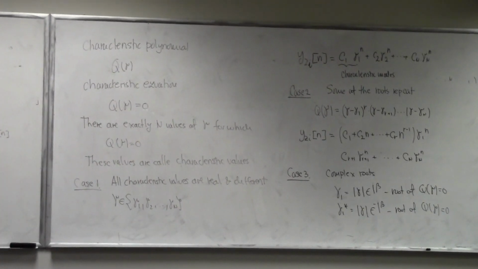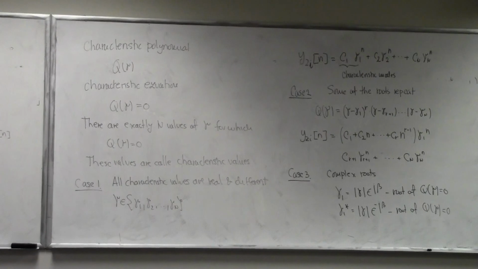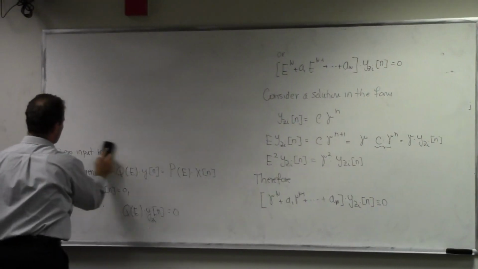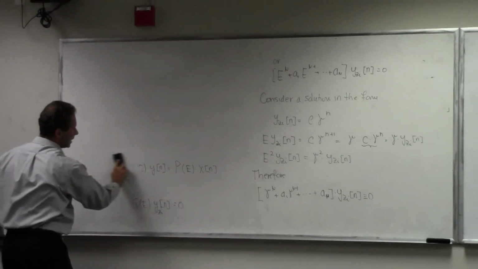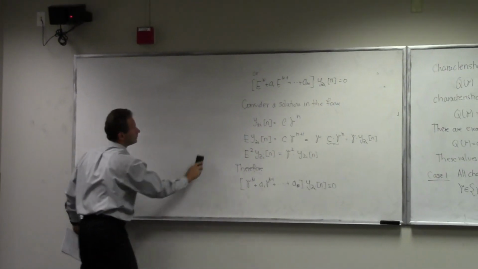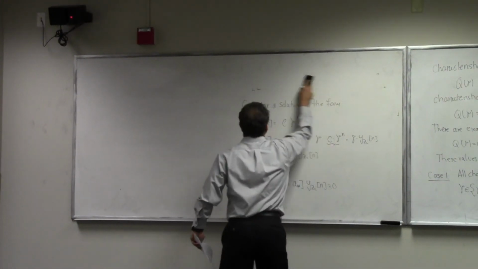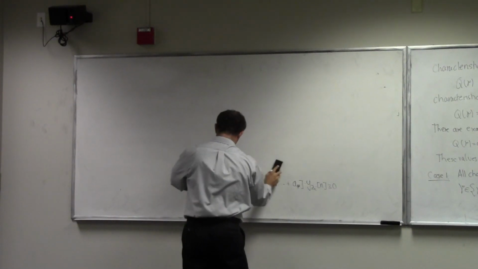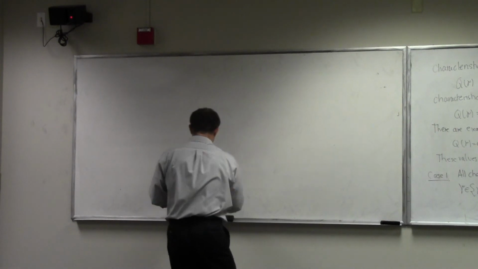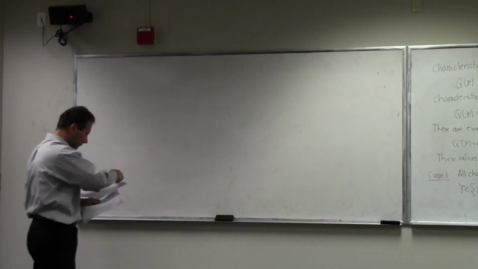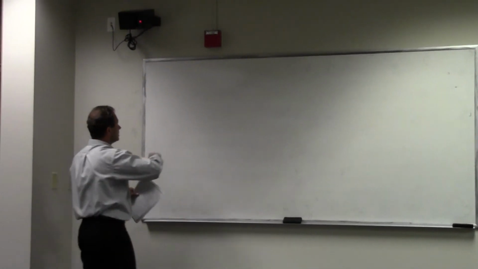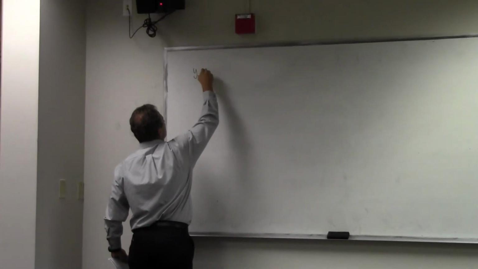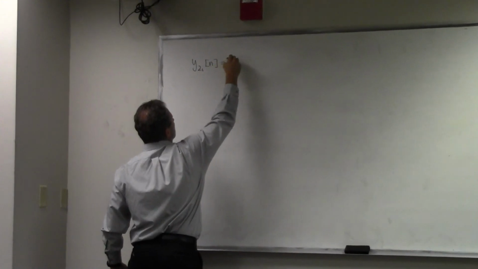Now, if I know that the roots come in pairs, then I can put them together and get some insight into what the output of the system looks like. Let's do that. So in this case, the zero-input response y0 of n becomes also a linear combination.